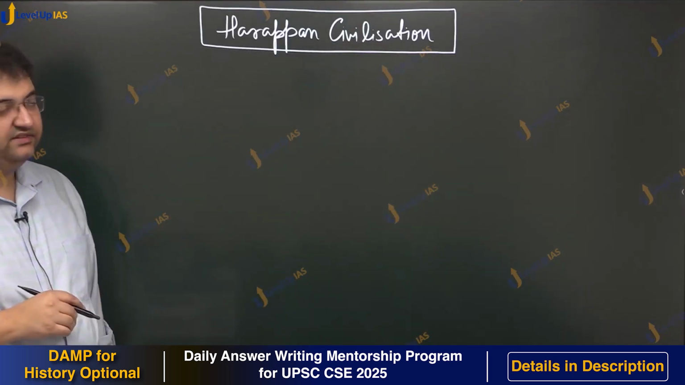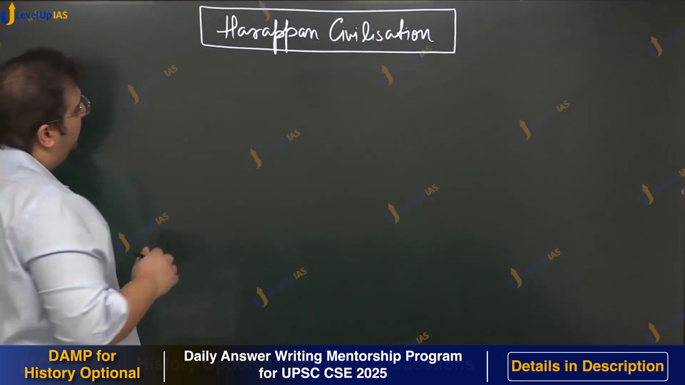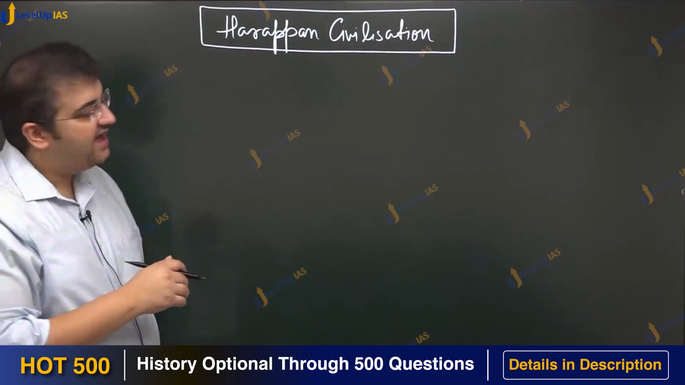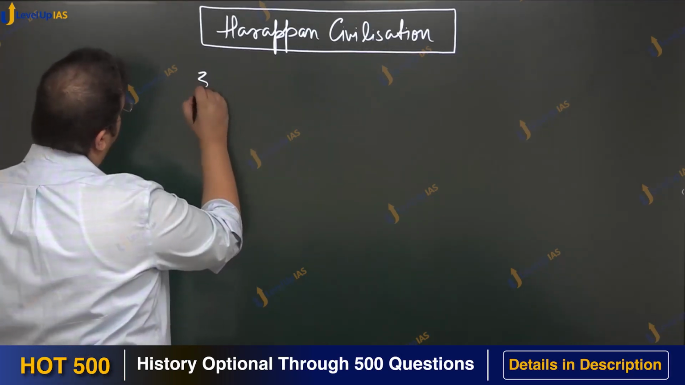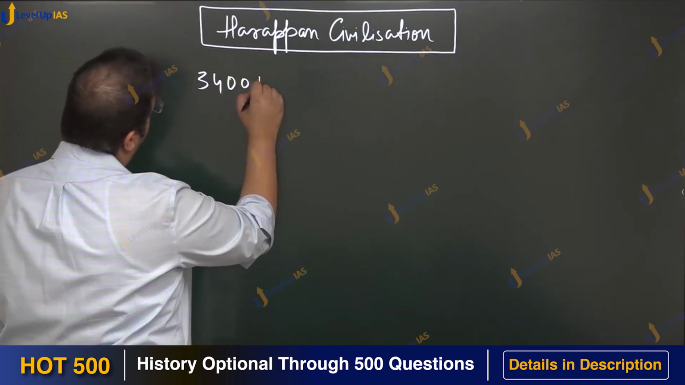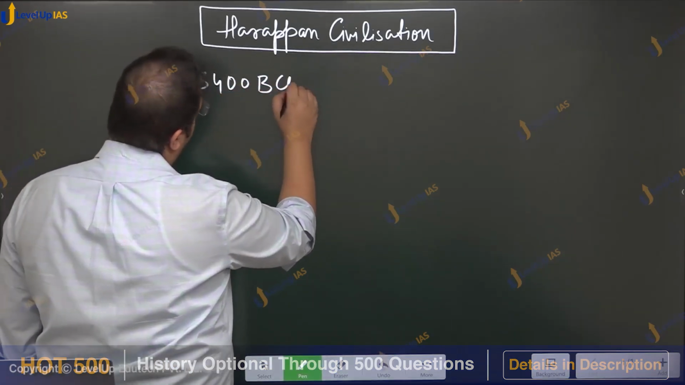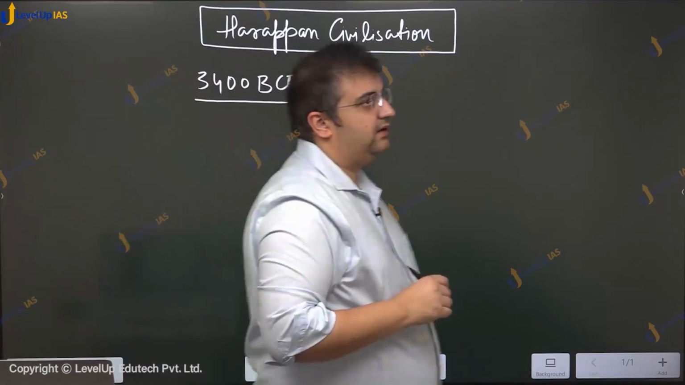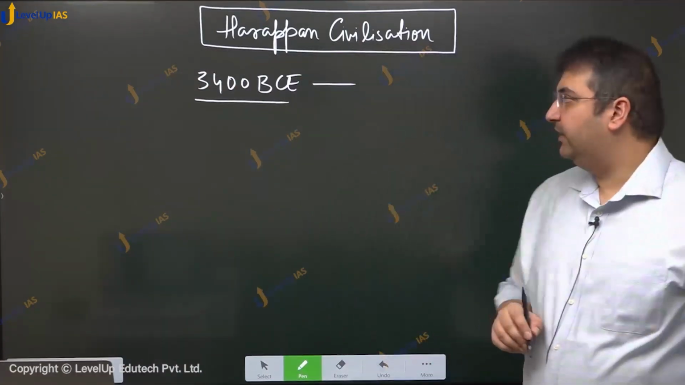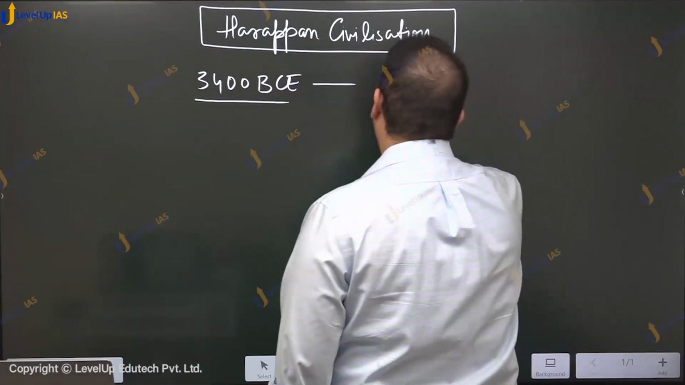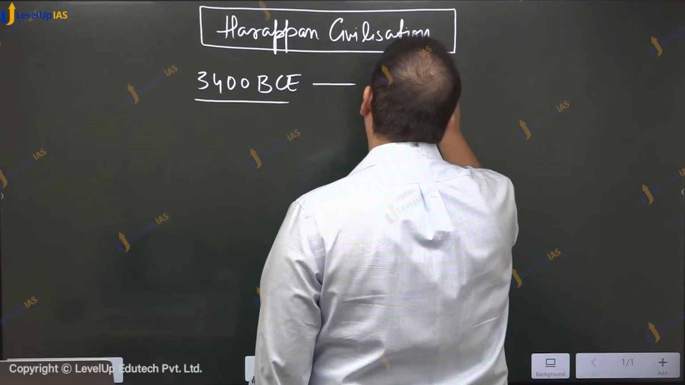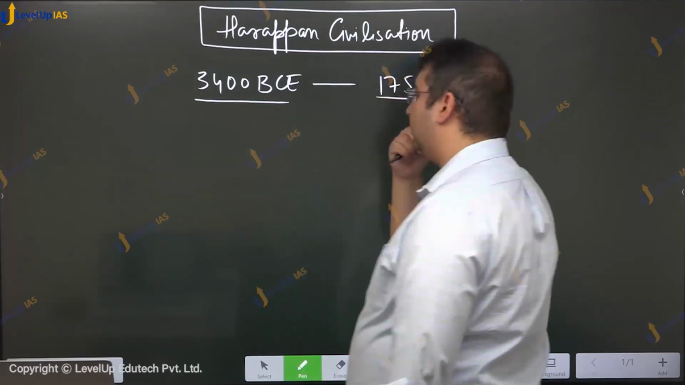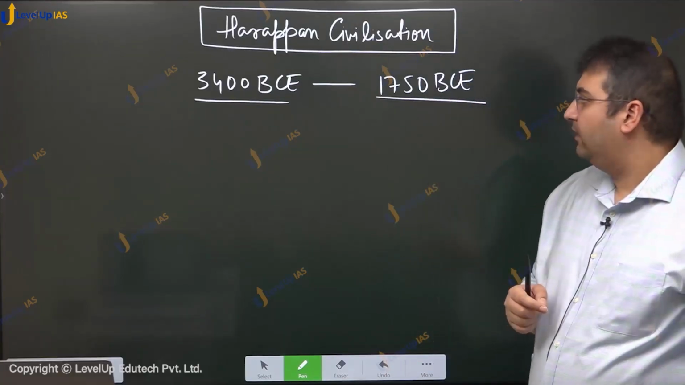Time period of the Harappan Civilization. The early phases of the Harappan Civilization started appearing as early as 3400, 3500 BCE, and the Harappan sites began to disappear around 1750 BCE. Right. Now the dates obviously can vary.